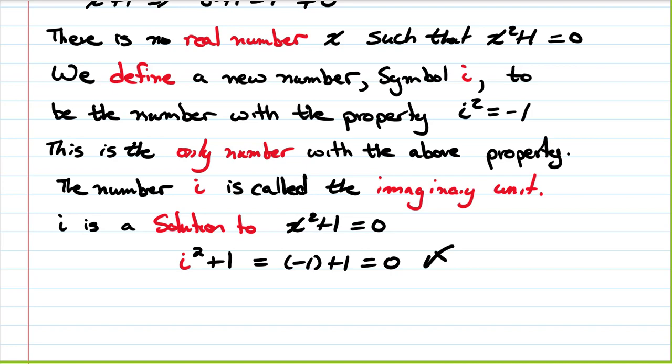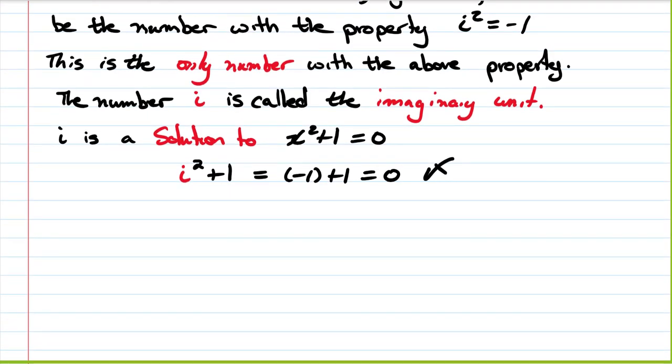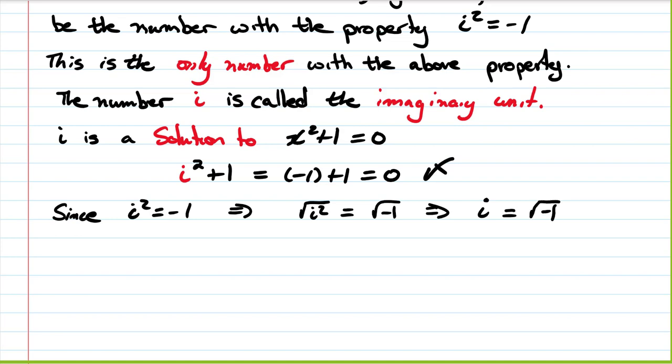So i is a new number called the imaginary unit, and it has a unique property, and it's the only number with this property, that when you multiply it by itself, it is equal to -1. There is another equivalent way to talk about this. Since i squared is equal to -1, if we take the square root of both sides, we would have the square root of i squared is equal to the square root of -1. But a square and a square root undo each other, so we would get i is equal to the square root of -1.